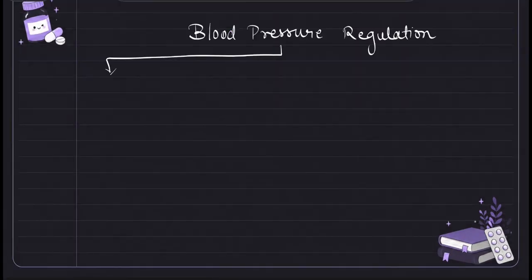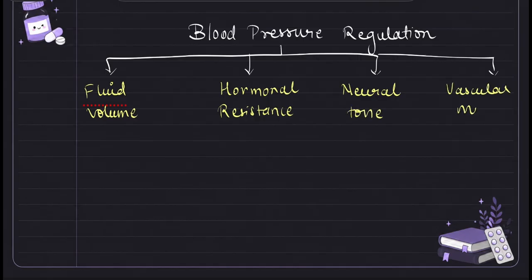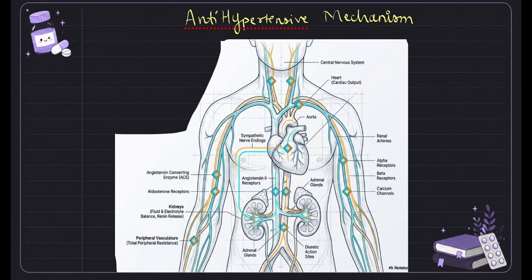Blood pressure regulation is not a single, isolated action. It's a delicate balance. It exists within a highly interconnected system. To manage it, we must intervene across four main areas: fluid volume, hormonal resistance, neural tone, and vascular muscle. We're now going to explore the entire structural framework of pharmacological intervention. Let's look at this systemic atlas.